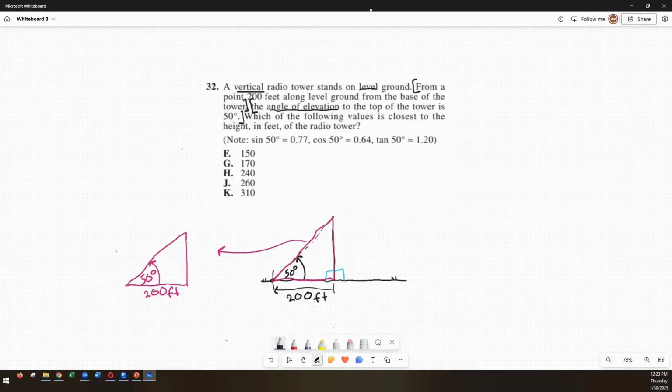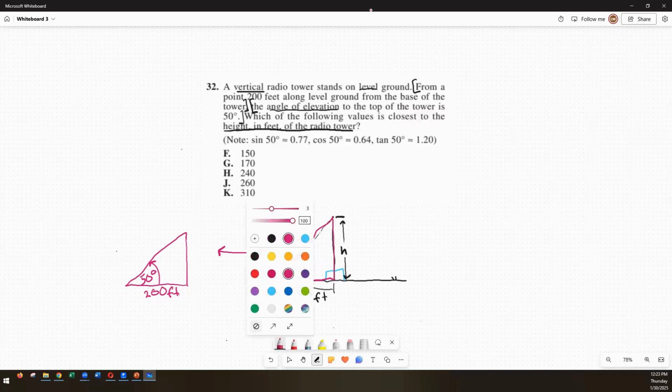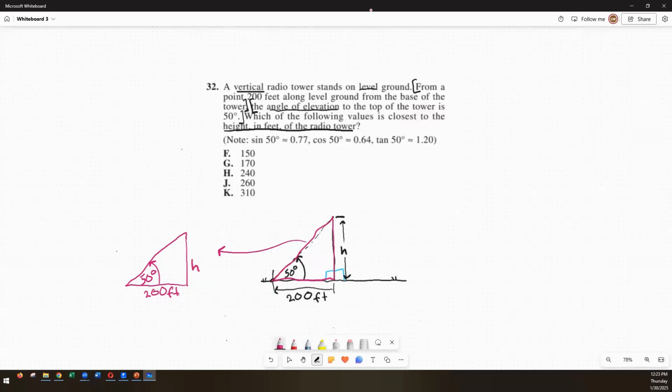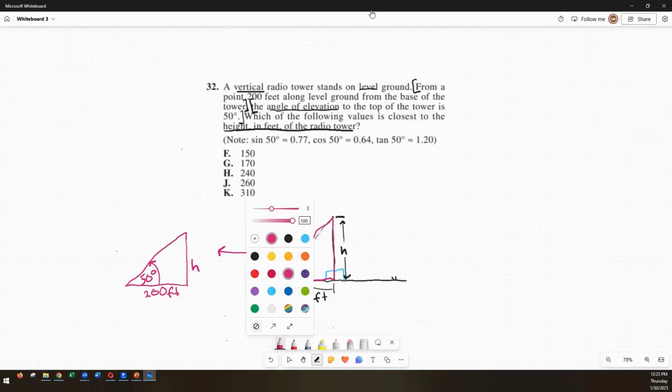And I'm going to go back to my black, and now I'm going to read the next sentence. Which of the following values is closest to the height in feet of the radio tower? This is the height of our vertical tower. Okay, so going over on our right triangle, that's right here. So we have a right triangle, we have an angle and one side, and I need to find the other side. So, good for me, I remember SOHCAHTOA.